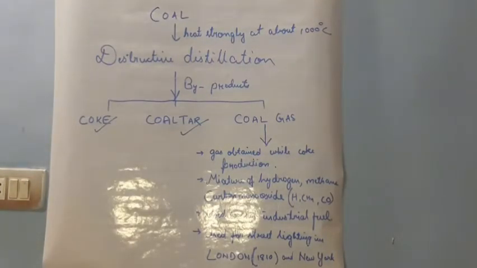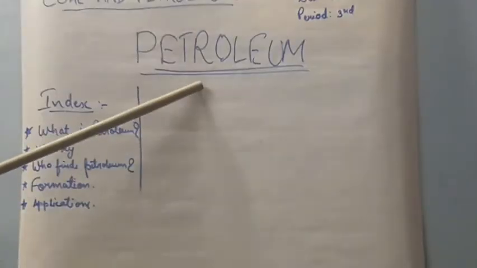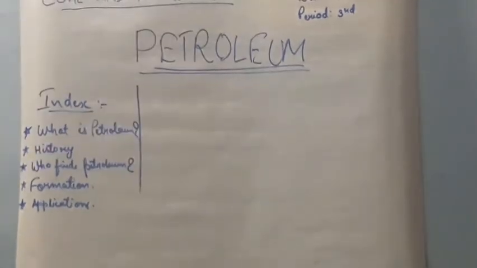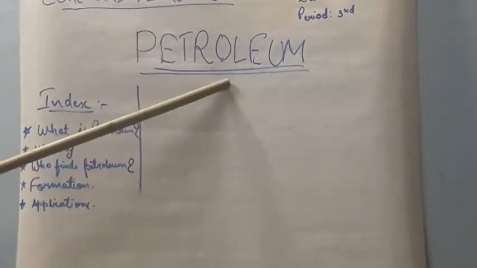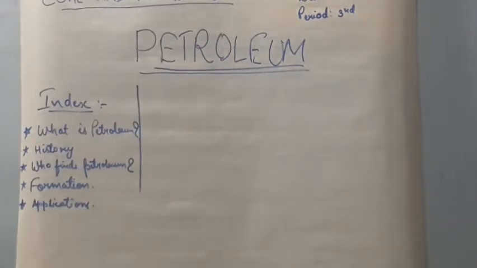So students, coal gas is not a very important one used nowadays because many other alternatives have been formed. But even then, it was a byproduct of destructive distillation of coal. So we have learnt all about destructive distillation of coal. Now we will move towards another main topic of this chapter, that is petroleum. We have already covered all the topics regarding coal. Now we will move towards petroleum.